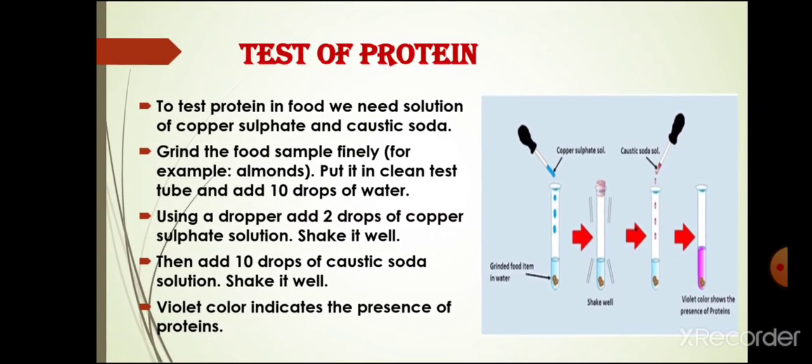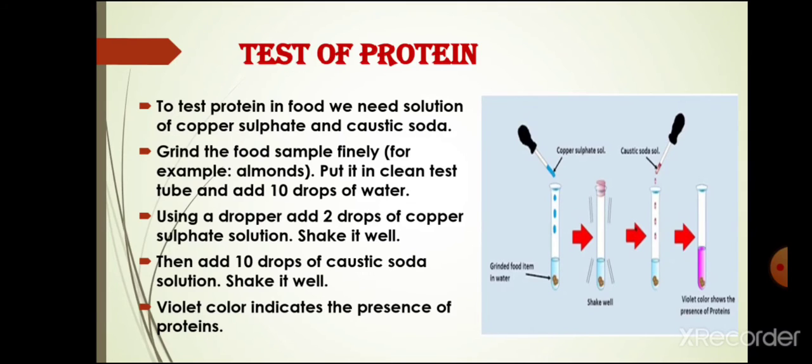Then students, we have to add water in it. Now add a few drops of a copper sulfate solution. It is a chemical substance. And we have to add a few drops of a caustic soda solution also. Then we have to shake it well.